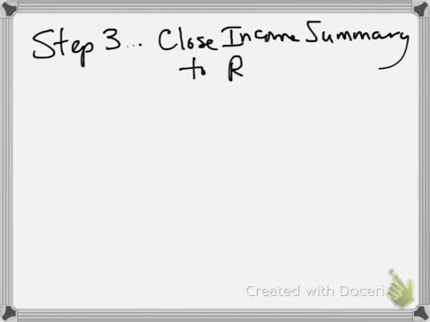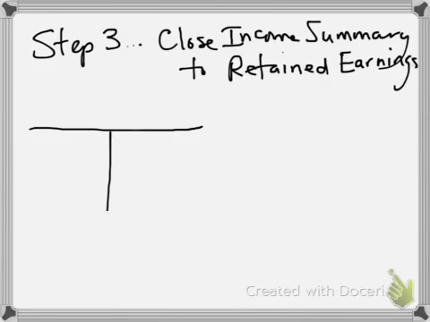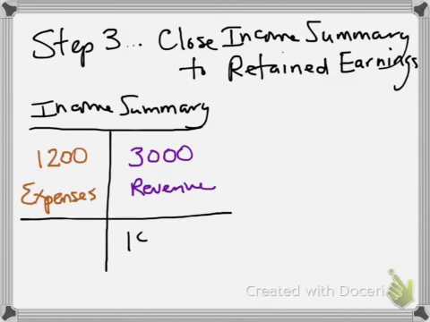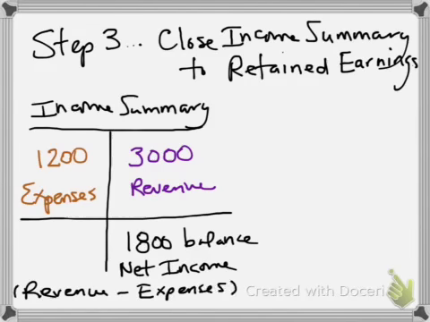Step 3 is to close the income summary account to retained earnings. And really what you're accomplishing here is what we show in the statement of retained earnings, where it's the beginning balance plus net income or minus net loss. How does that come about? It comes about through step 3 of the closing process, where the income summary account has now a balance that represents either the company's net income or net loss.